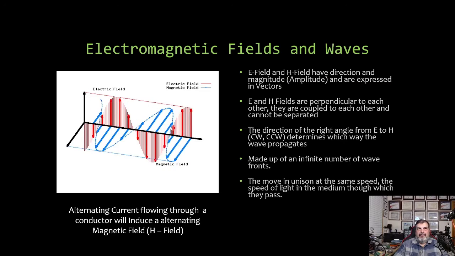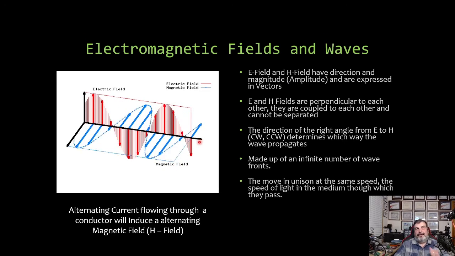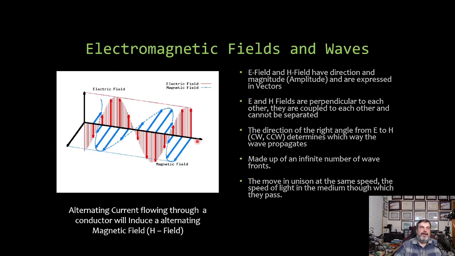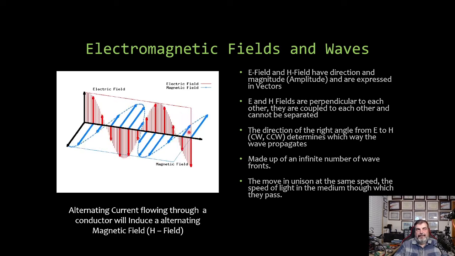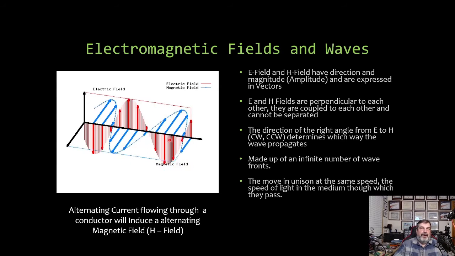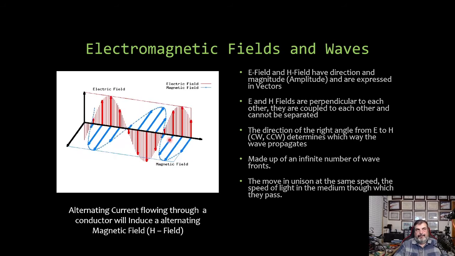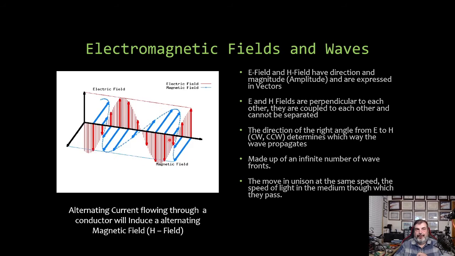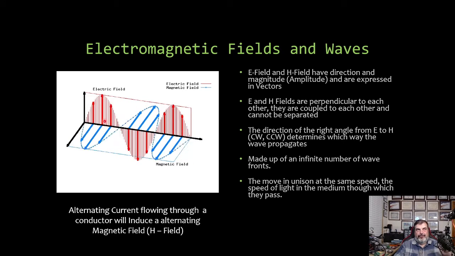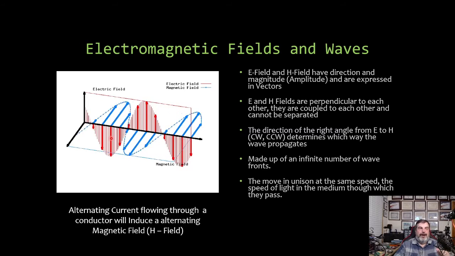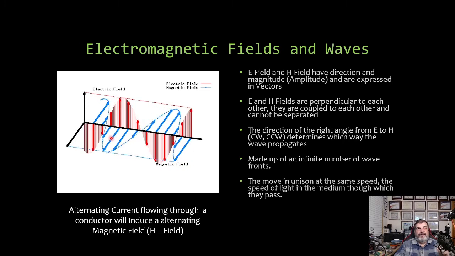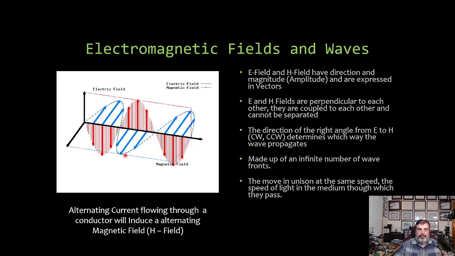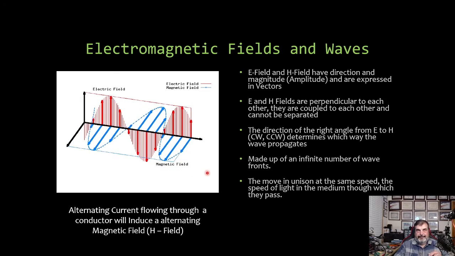When we talk about them moving, we talk about them moving in vectors. They have amplitude and direction. So there's two components; it's not just a direction with an electromagnetic wave. These two fields are going to be perpendicular to each other, at 90 degrees. They are also coupled, so you can't separate one from the other. If you have an alternating current in a wire, you're going to have an alternating magnetic field. If you have an alternating magnetic field, you're going to have current induced in a wire. They are coupled. They don't exist without each other.